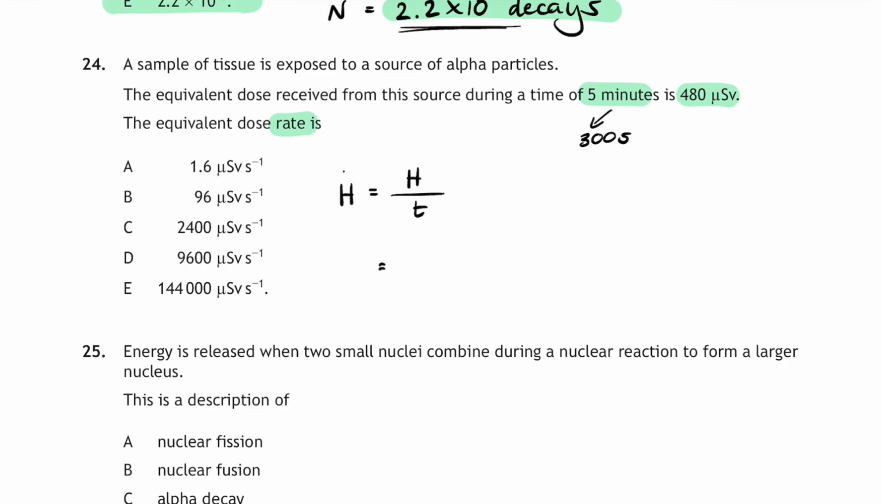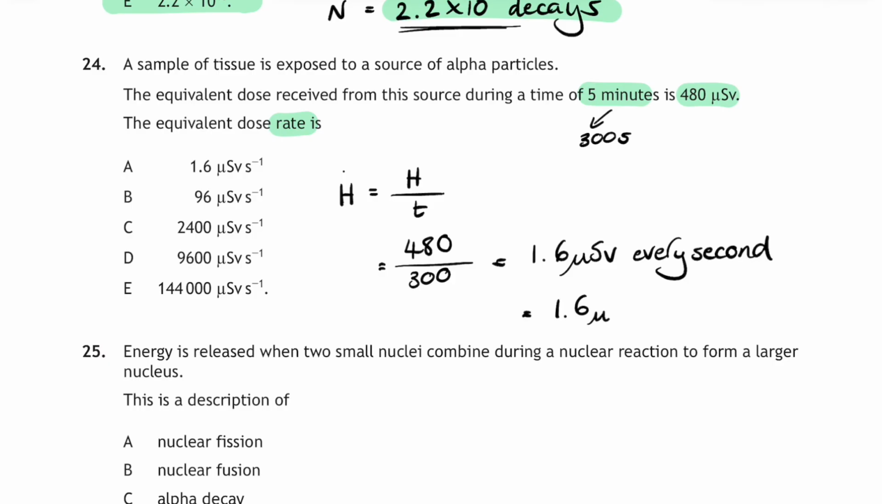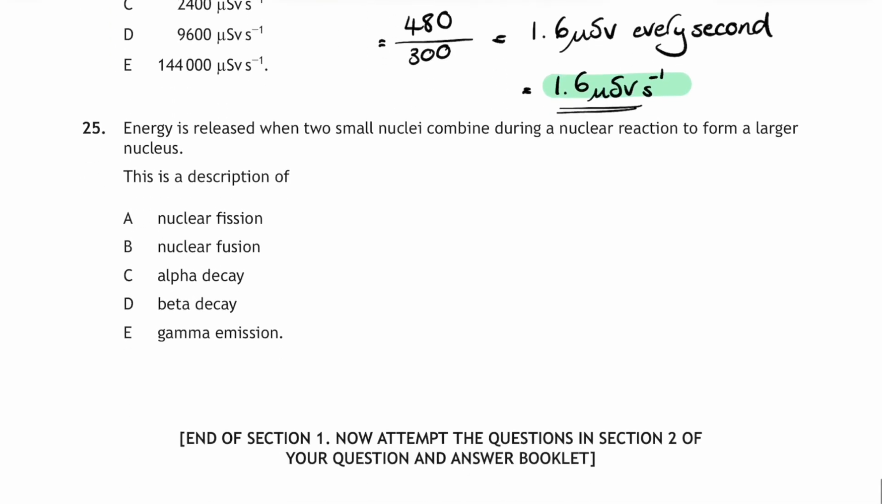Now I've actually never used this relationship in my life, but it's on your relationship sheet, so let's use it for clarity. So it's going to be 480 divided by 300. And that gives us our equivalent dose rate of 1.6 microsieverts every second. That's 1.6 microsieverts per second, which corresponds to answer A. That's 24A.